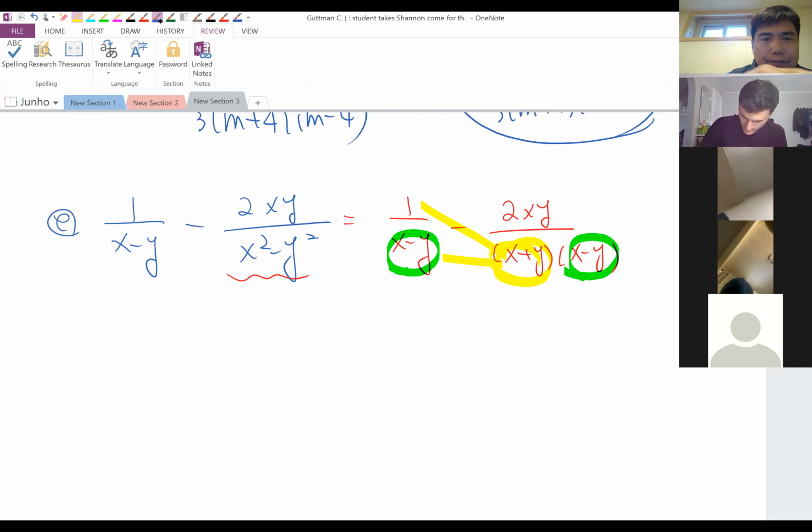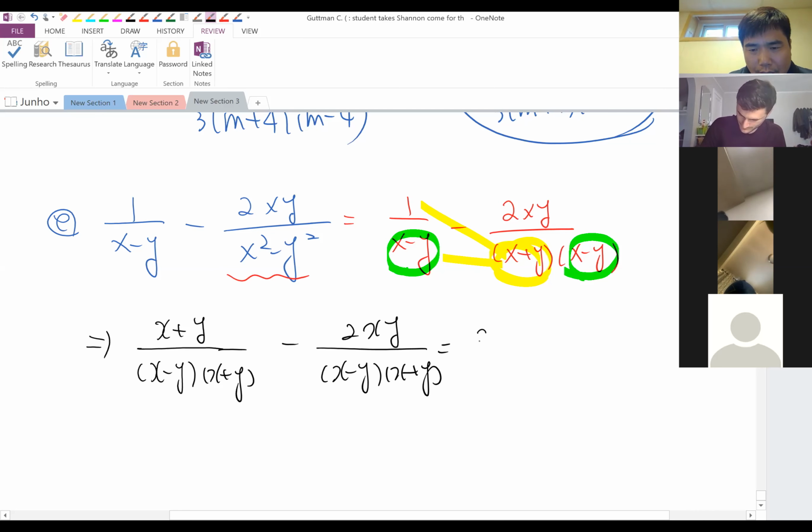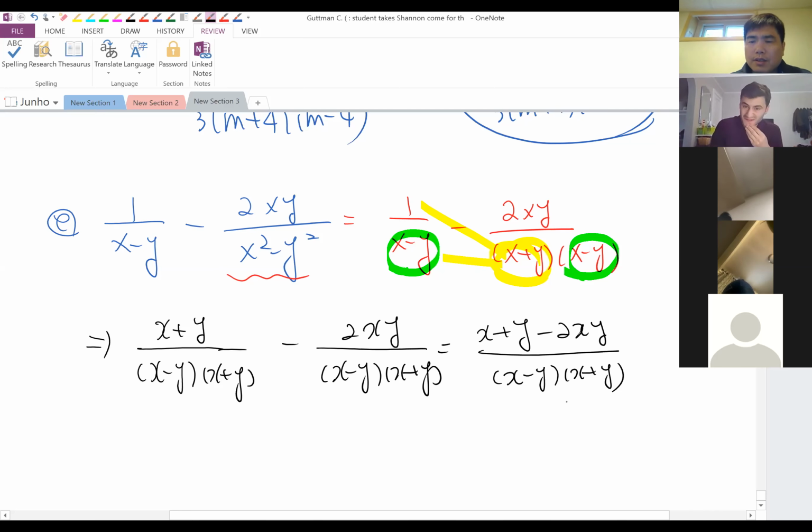Okay, then this becomes x plus y over x plus y. Now x minus y times x plus y minus 2xy over x minus y, x plus y. Therefore, x plus y minus 2xy over x minus y, x plus y.